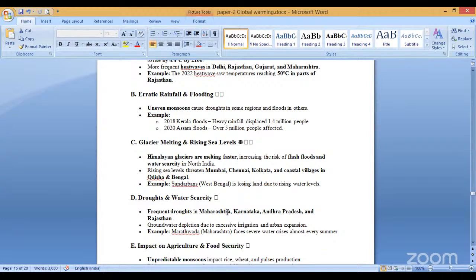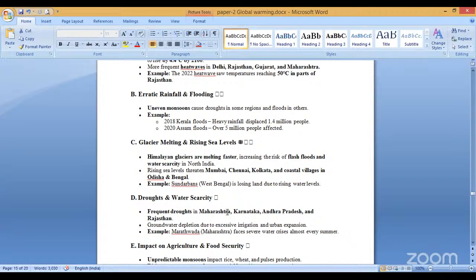Erratic rainfall and flooding: the uneven monsoon causes droughts in some regions and floods in others. Examples: the 2018 Kerala floods, where heavy rainfall displaced 1.4 million people. In 2020, the Assam floods affected over 5 million people. Million, not a billion, it is a million people affected.